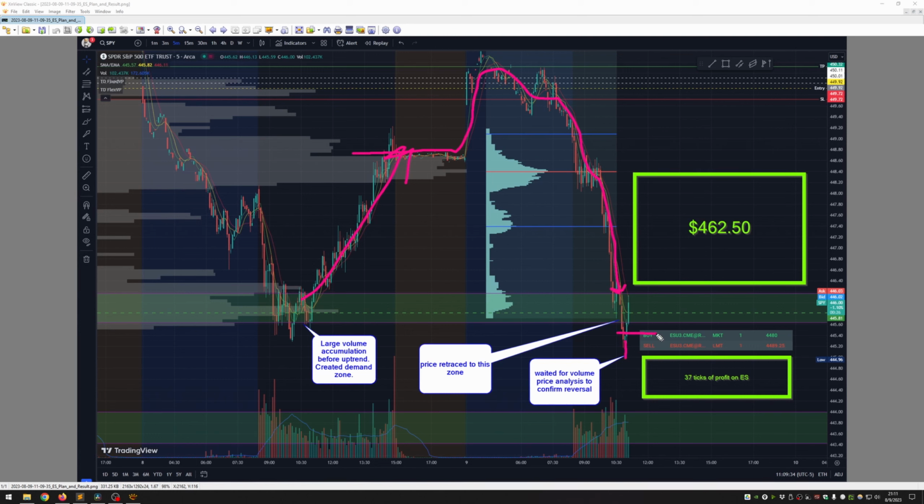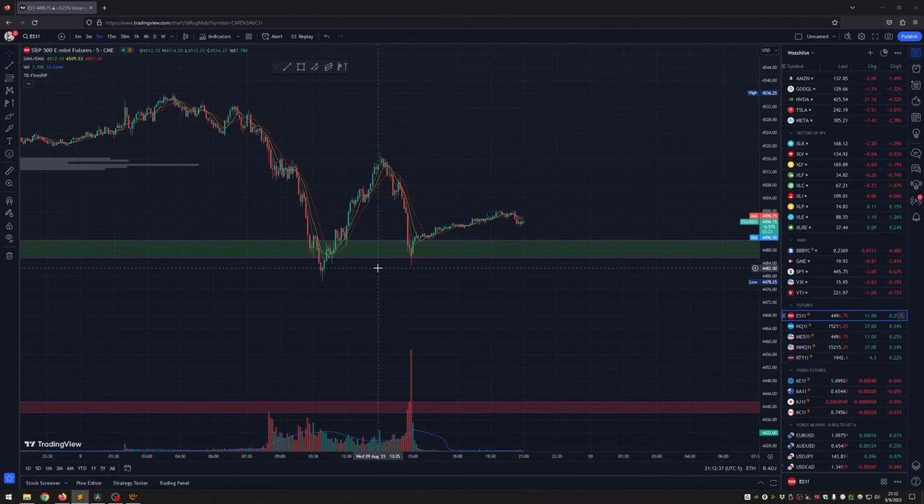and this long bottom wick, which confirmed my long position at 44.80. I bought one ES contract at 44.80 and I ended up selling it, I think about 15 minutes later, for 44.89, which was 37 ticks of profit on ES. Each tick of ES is worth $12.50, so that's a total of $462.50.